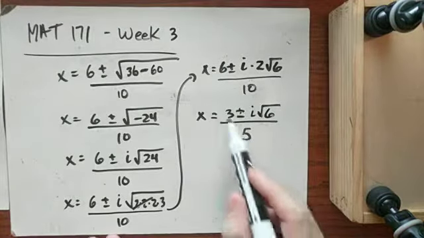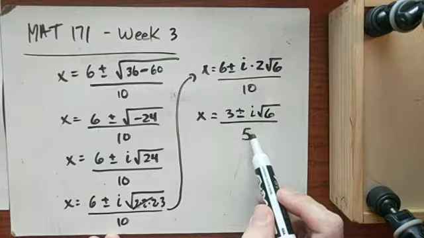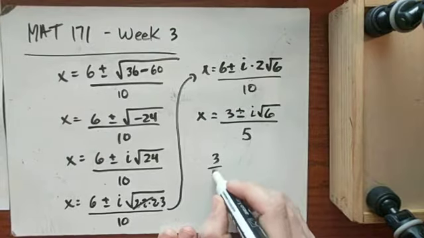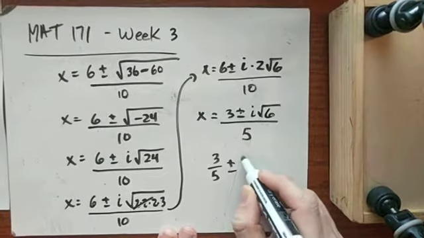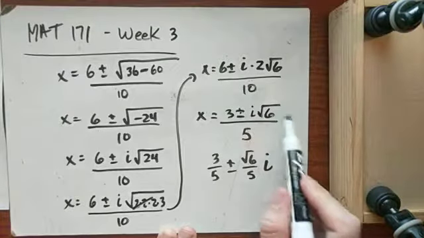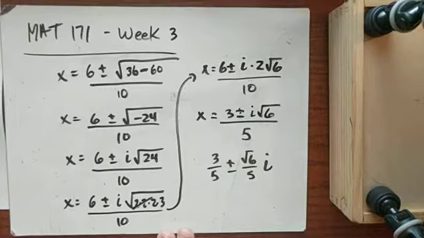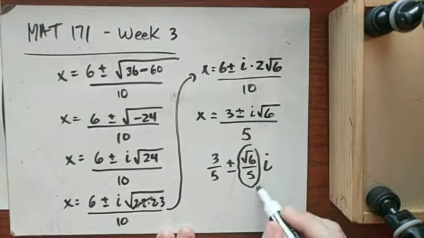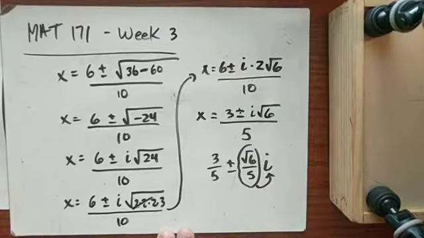Our answers are 3/5 plus or minus i times the square root of 6/5. And in the book, it says to do this, 3/5 plus or minus square root 6/5 times i. So they put the i after it. It doesn't matter where you put it. But in ALEKS, if you're having to type this out, you might have to put this in front of the i instead of behind it.